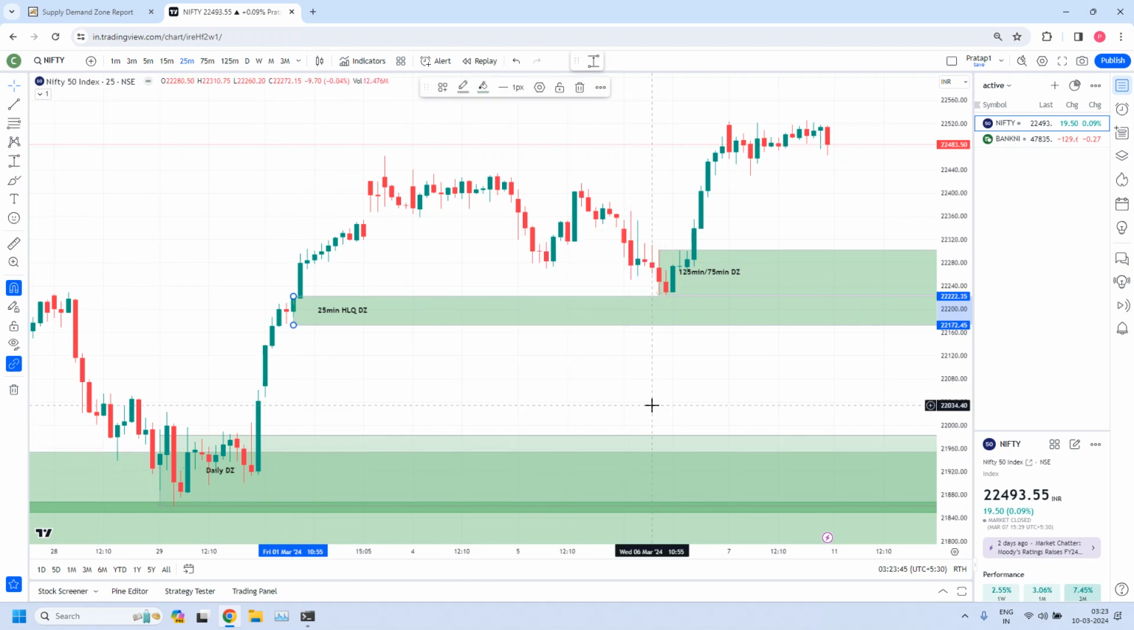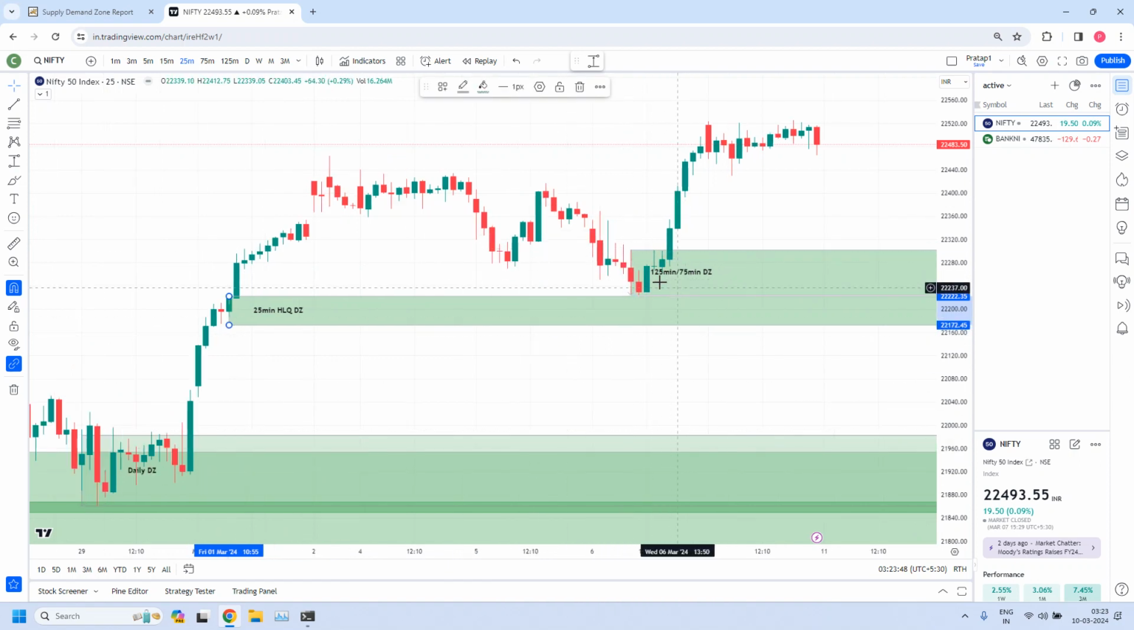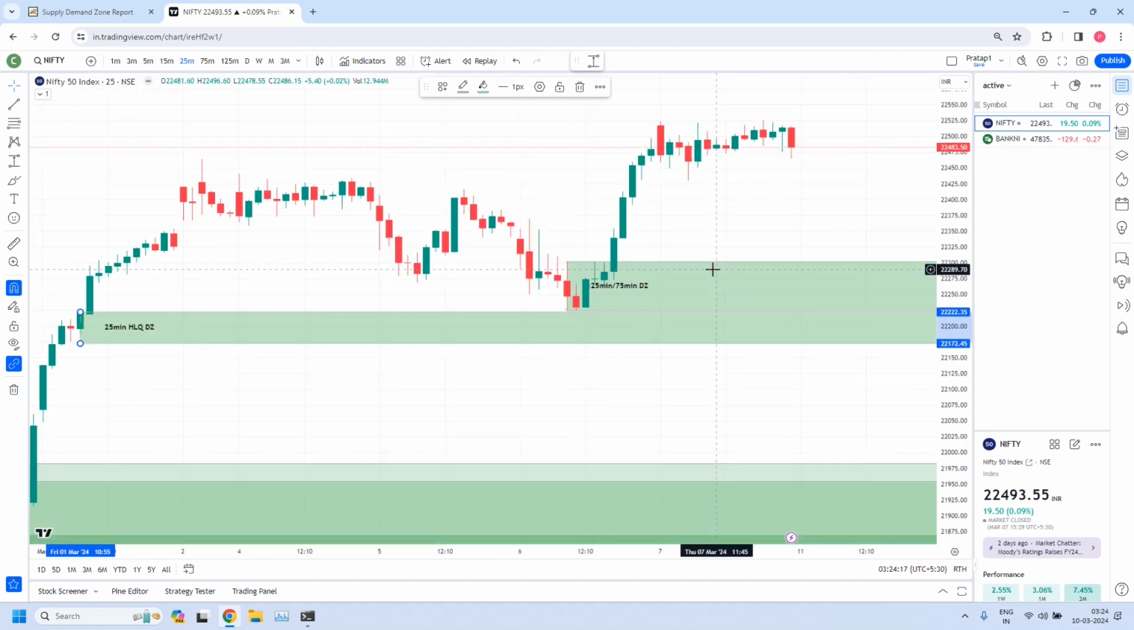This is the 25 minutes high liquidity demand zone. See, the recently created 125, 75 minute zone picked up the orders from this high liquidity zone and created this 125 minutes zone. See how institutions are making use of these high liquidity zones and then creating higher time frame zones. Actually, 25 minutes is a lower time frame zone, 125 minutes is a higher time frame zone. So they are picking the orders from the lower time frame and then they are creating the higher time frame.